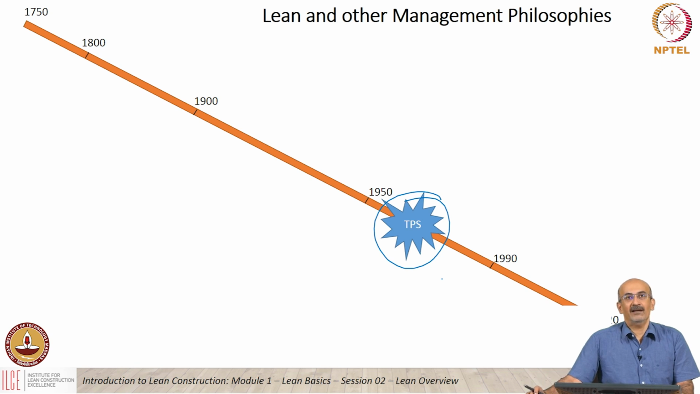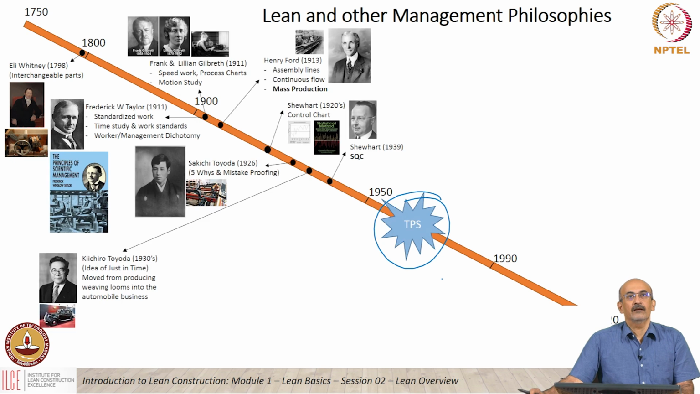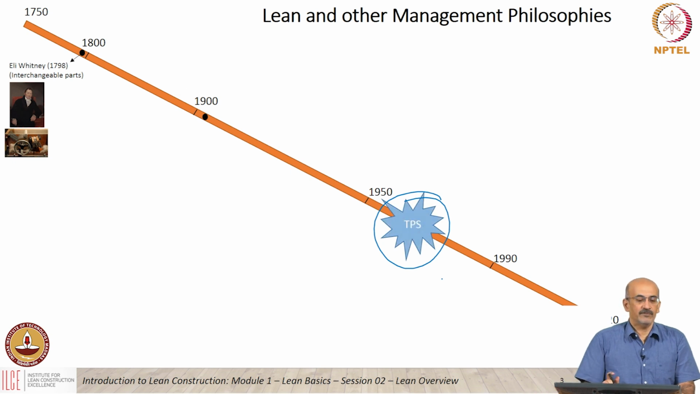Now, if we go back in time, the first documented aspects of management is when Whitney was credited with the use of interchangeable parts for muskets. He had a contract to produce a large number of muskets for the US government, and by using interchangeable parts, he made the productivity much better. Whitney incidentally is also the person who brought in automation for cotton processing.